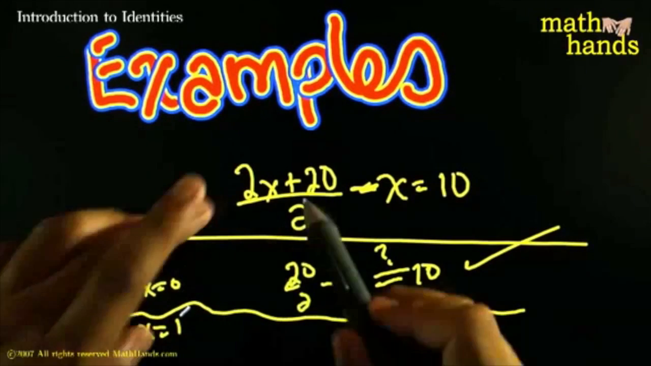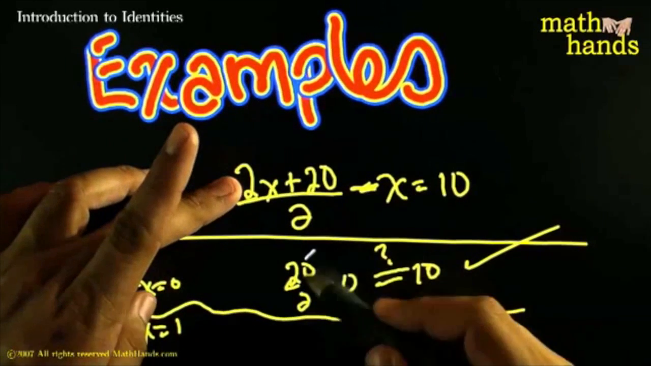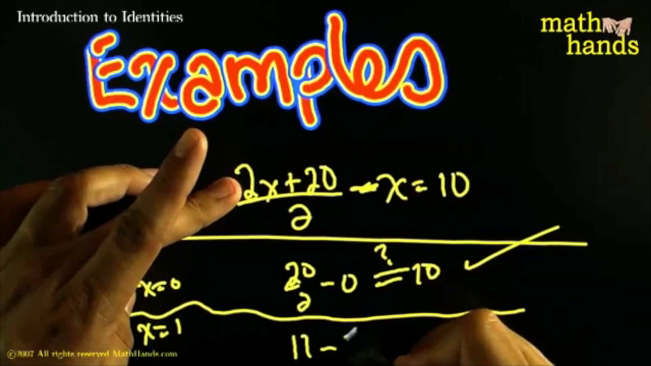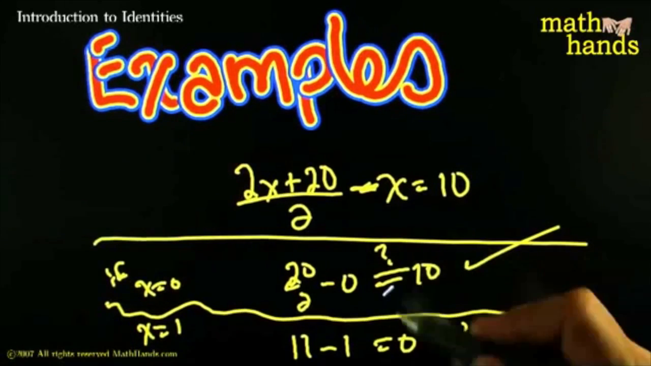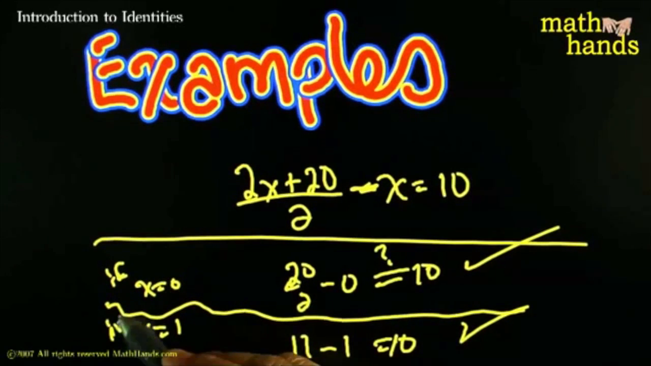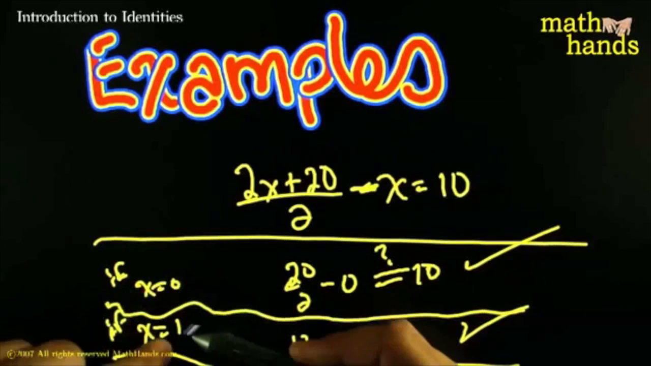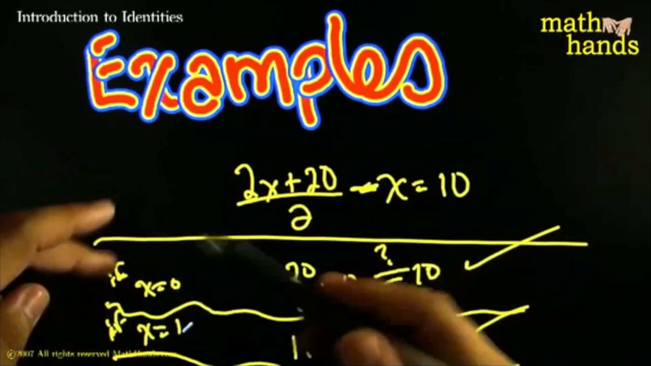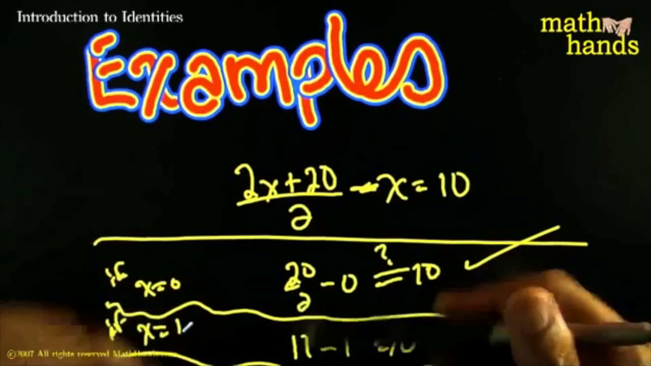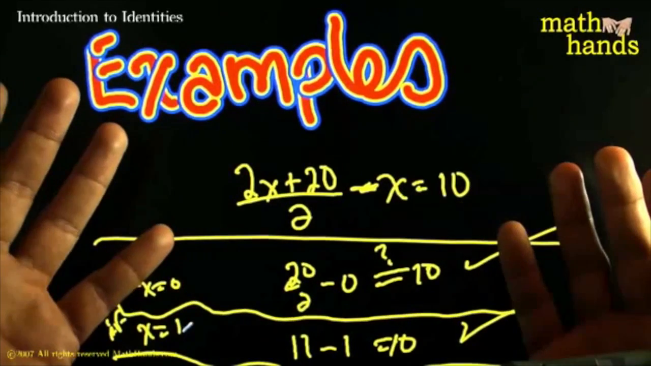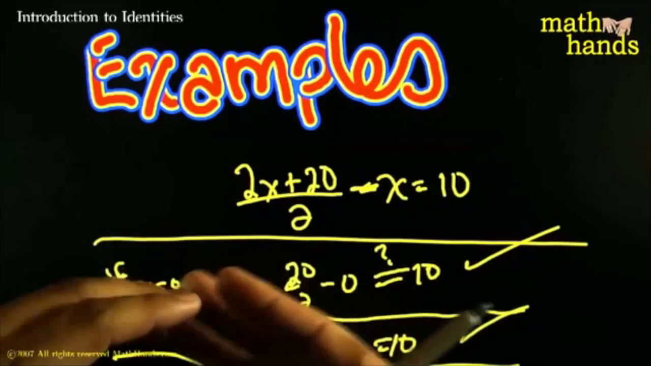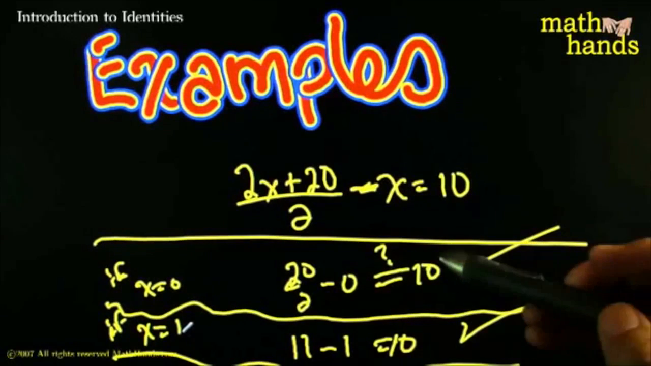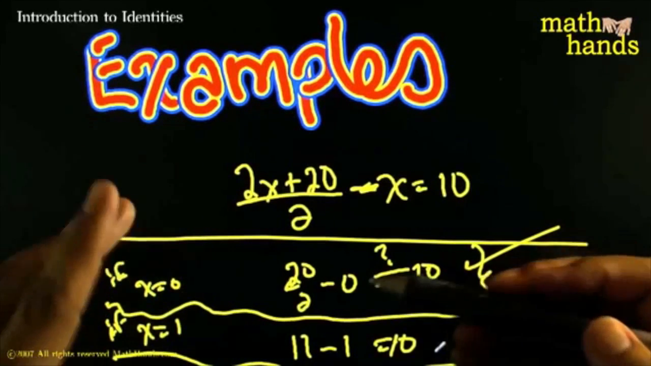If x is equal to 1, that would give you 22 divided by 2. Let me think. 22 divided by 2, that's 11, minus 1, that's equal to 10. Yes, it does work for x equals 1. Still, that doesn't prove an identity. It just proves that it was true for x equals 0 and x equals 1. After a while, you think, well, even if I show that it's true for 100 different values, does that prove it's an identity? Not really. It just proves that it's good for those 100 values. Maybe on the 101st try, you might get something for which it is not true. So this is just good numerical evidence. It doesn't really prove that it's an identity.